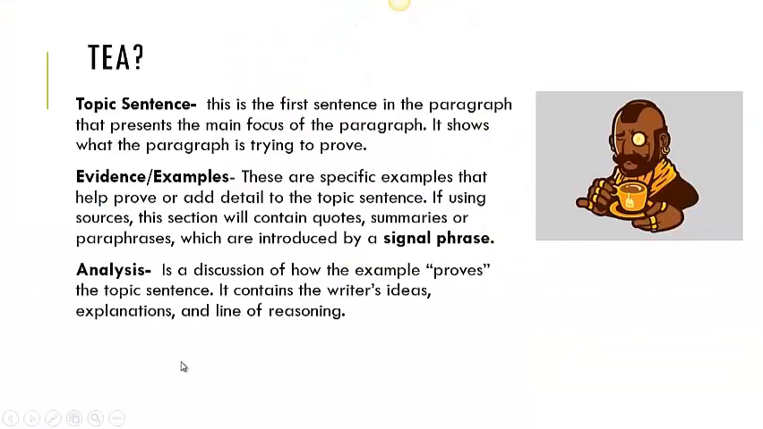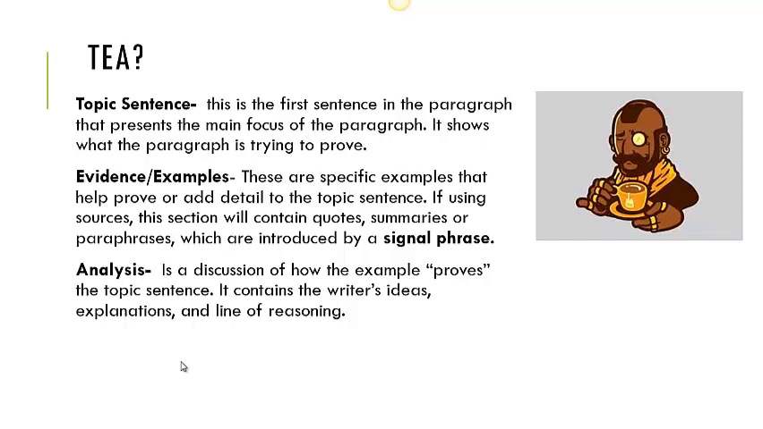Okay, so what does T stand for? T stands for topic sentence, evidence, and analysis. So what T does is it starts things out with a sentence that previews the content of the paragraph or presents the main idea of the paragraph. After that topic sentence, you present evidence or examples that help provide detail to the topic sentence. So if you're using sources, it'll contain things like quotes, summaries, or paraphrases, which are introduced by a signal phrase.